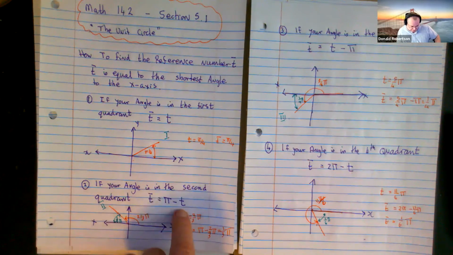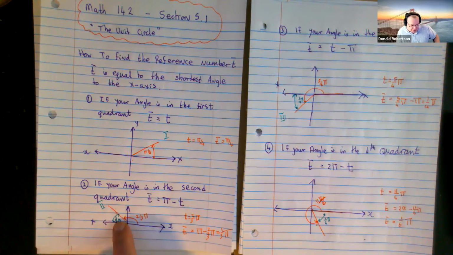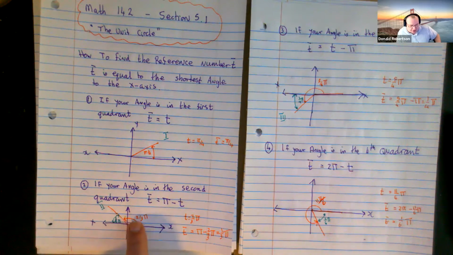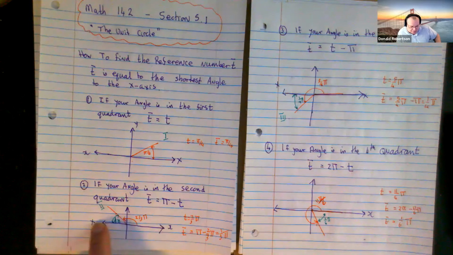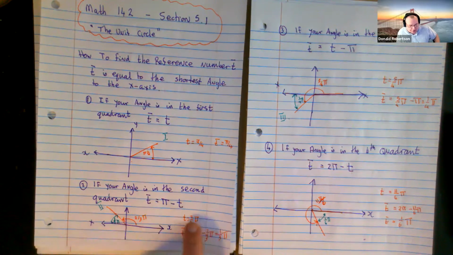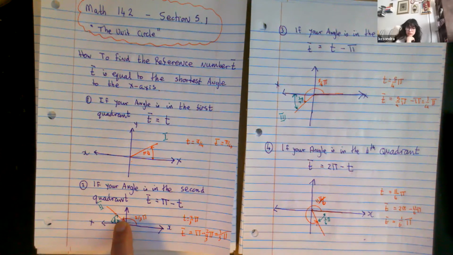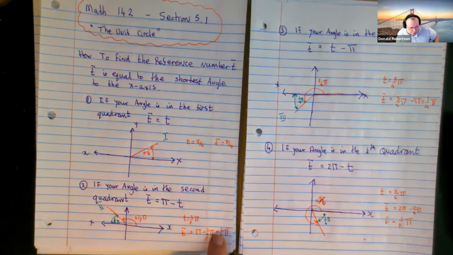Now, if your angle moves into the second quadrant, like this angle here, which is 2/3 pi, then t bar, the reference angle, is the shortest distance to the x-axis. And in this case, it's the x-axis over here. To get that angle, you need to take pi, which is there, right? That's 0. That's 1/2 pi. That's 1 pi. That's 3/2 pi. And then back there is 2 pi. So you take pi and subtract 2/3. So this reference angle is that shortest distance to the x-axis. If the angle was 2/3 pi, the shortest distance is 1/3 pi.